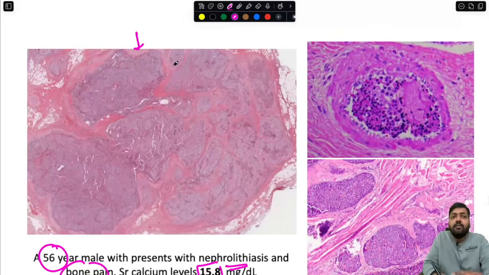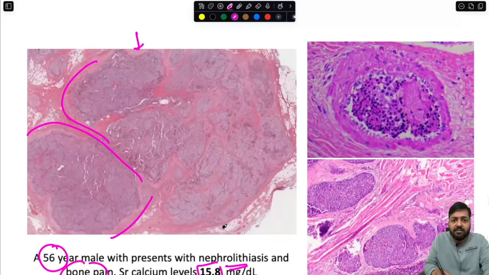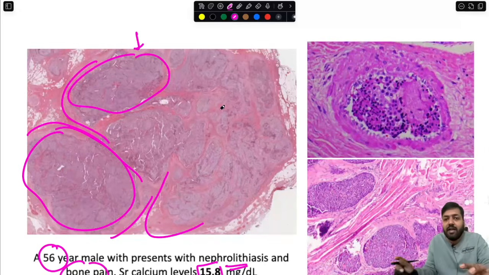If you look at the morphological features, you can see an infiltrative tumor wherein the tumor has been divided by fibrous bands over here. The individual tumor islands have a diffuse or solid pattern of growth, wherein the individual tumor cells are very much similar to the ones we see in parathyroid adenoma. They are separated by fibrovascular septa.